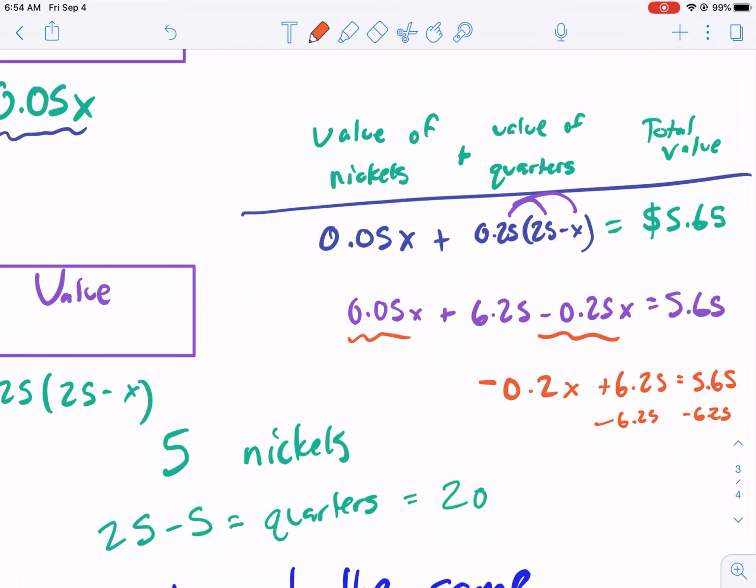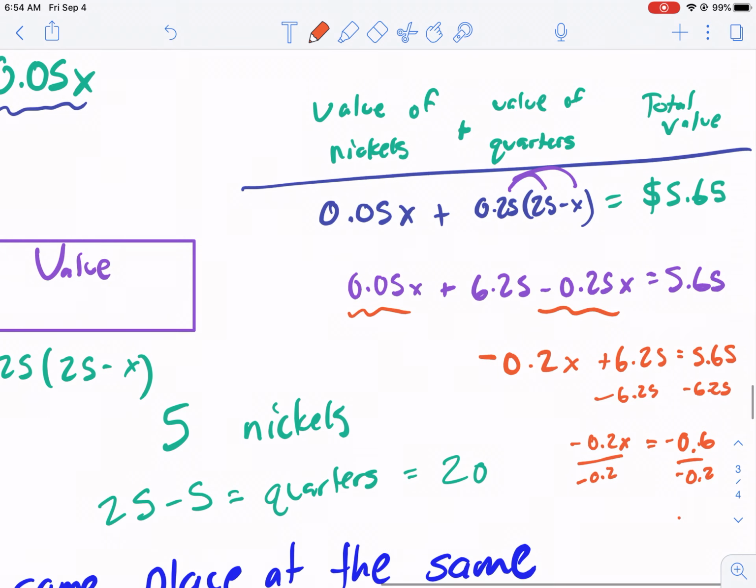So we get 6.25 minus 565, or actually the other way around. You guys know what I mean. And we get 0.6. Should have done that in my head. Shame on me. But it's negative. And we have negative 0.2x, which we need to divide by negative 0.2 on both sides. Negative divided by negative is a positive, and we get 3.